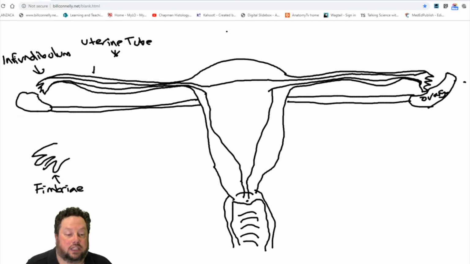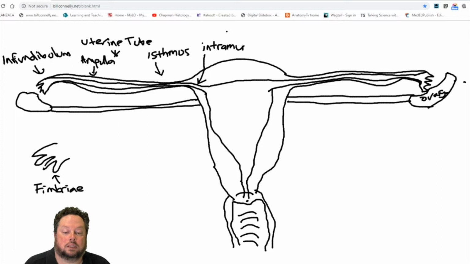And then we have this region here, which is the ampulla. Ampulla means wide bottle, so it's actually the widest part of the uterine tube. This is important because it is generally the site of fertilization. Then we have this narrowing here, which is known as the isthmus. Some textbooks describe another part of the uterine tube, known as the intramural portion, and that's the part that passes through the wall of the uterus here.